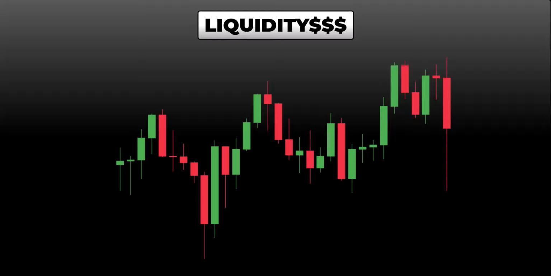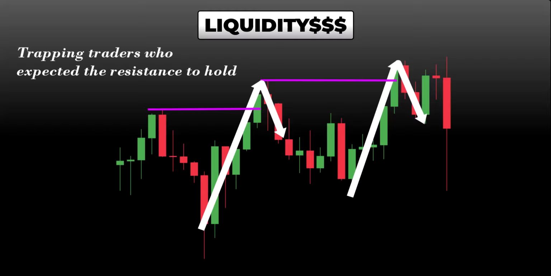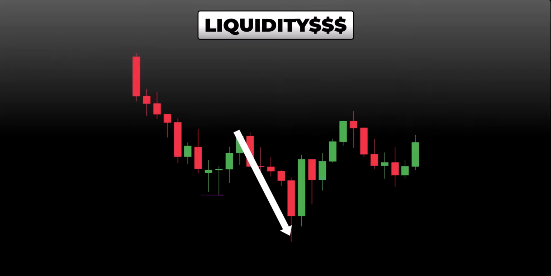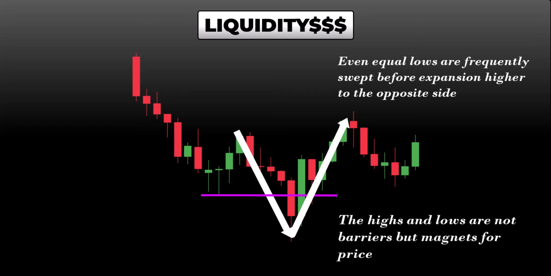Let's say we zoom into this chart. You can see that each time the price sweeps liquidity above a prior high, it often reverses, trapping traders who expected the resistance to hold. Again, when the price dips below a previous low, it often rallies back into the price range. Even equal lows are frequently swept before expansion higher to the opposite side. This repeating behavior shows liquidity is intentional. The highs and lows are not barriers, but magnets for price.